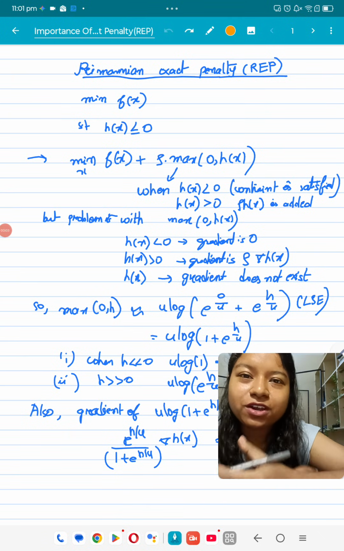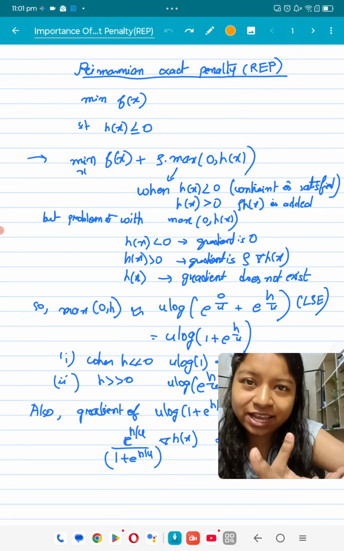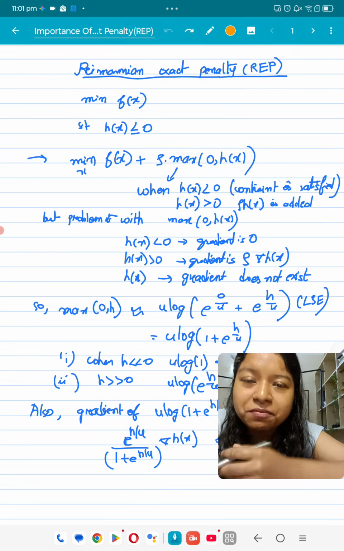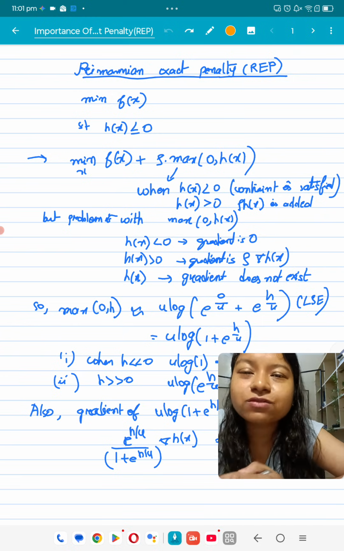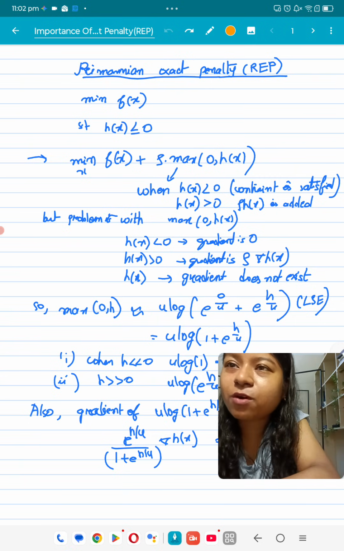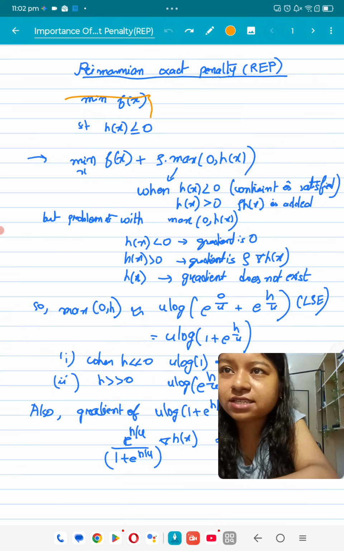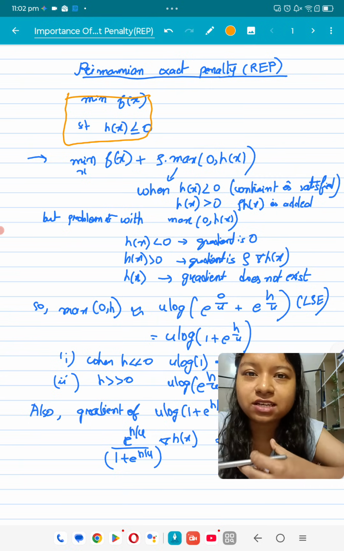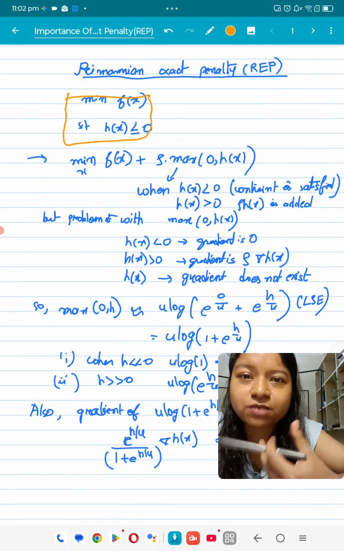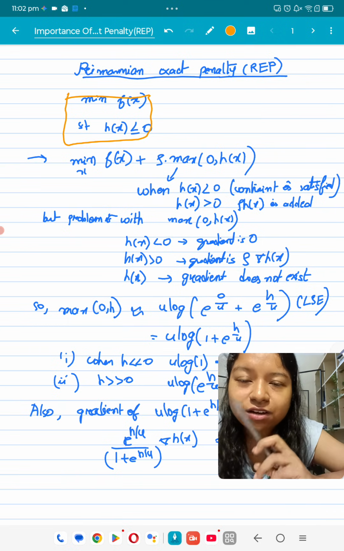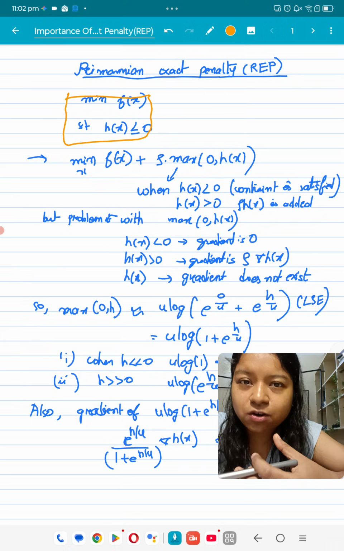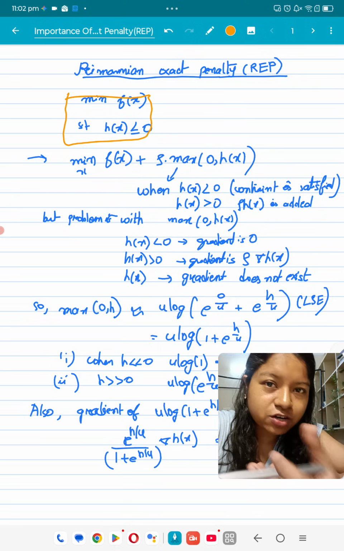Here in this video we are going to discuss a Riemannian exact penalty method. In the Riemannian exact penalty method, suppose we have an objective problem as f of x such that h of x is less than or equal to 0. This is a constrained optimization problem. First, we will convert this constrained optimization problem into an unconstrained optimization problem.